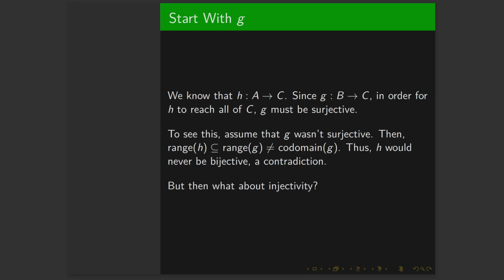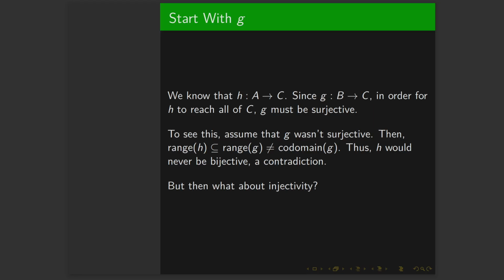But then clearly, since G is not surjective by contradiction, the range of G is not equal to the codomain of G. But then this means that the range of H will never be the codomain of H, and the codomain of G is the same as the codomain of H, since they're both C. So H would never be bijective, but this is a contradiction since we assume that H is a bijection.